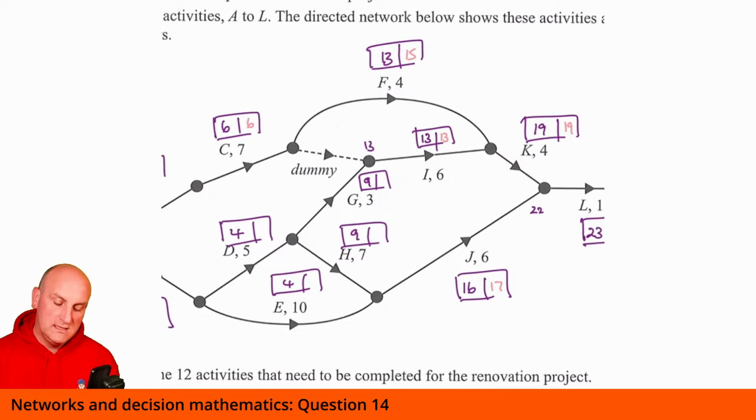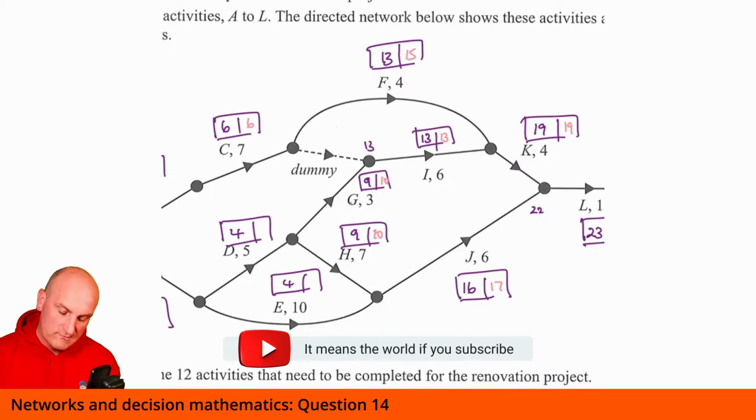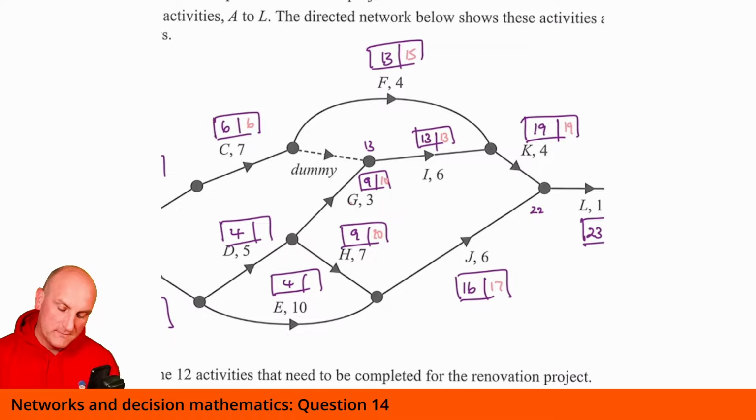13. So 13 minus 3 gives me 10. That's a 10. What have we got here? 17 minus a 7 gives me a 10 there as well. 17 minus the 7 gives me 10. Yep. 17 minus the 10 gives me 7.